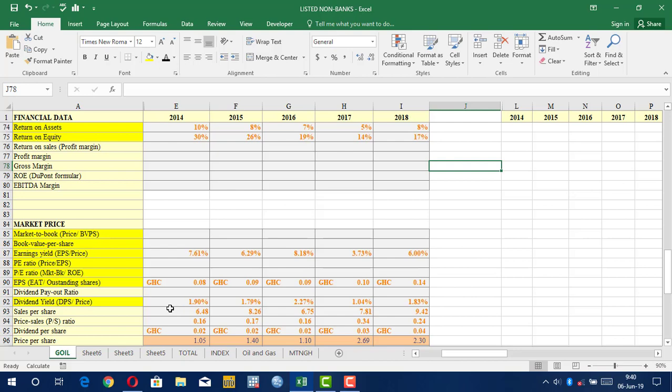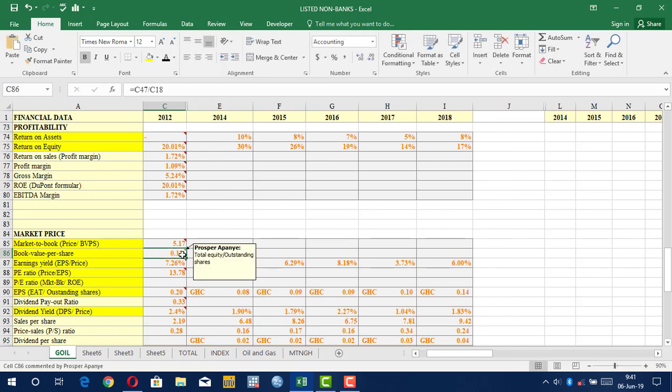Our next analysis will be on book value per share. When you say book value per share, what does it mean? Book value per share simply refers to the total equity of the company divided by the total number of outstanding shares.